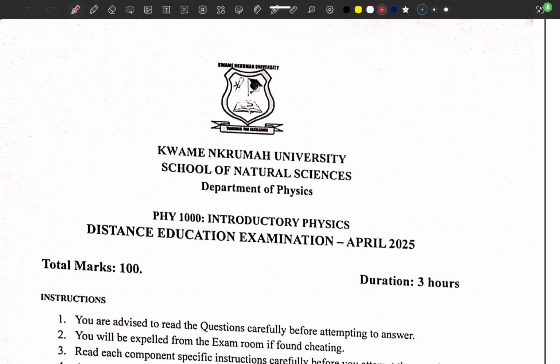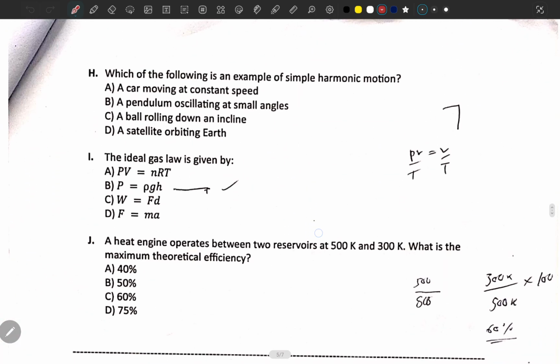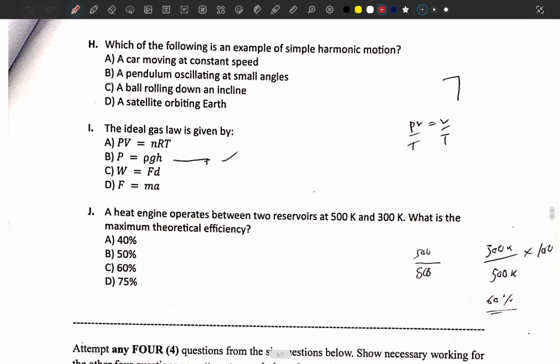This distance education examination, which was done in April 2025, PHI 1000 Introductory Physics, Kwame Nkrumah University. All right, should be very simple. Okay, it's distance education, by the way.